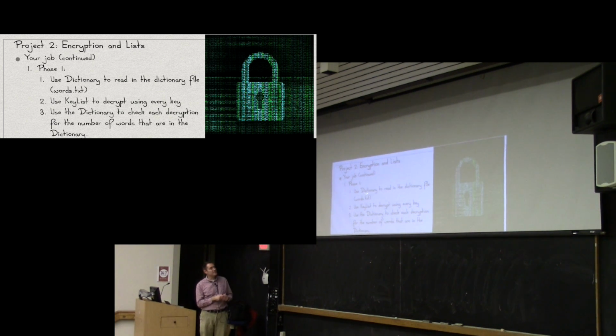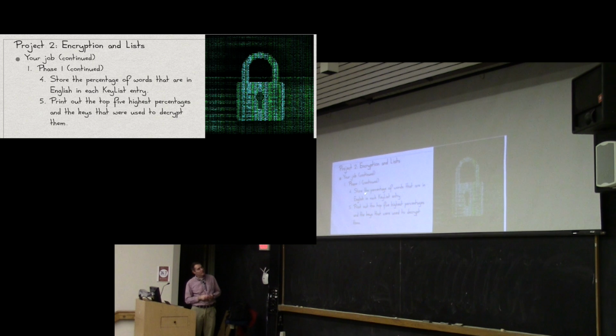Phase 1, you're going to use this dictionary to read in the words. Then you're going to use the key list to decrypt every key. Then you're going to use the dictionary to check each decryption for the number of words that are in the dictionary. You're going to store that information, and then you're going to go back later and say which ones are the top 5. You're going to store the percentage of the words in English, well, from the dictionary, and then you're going to print out the top 5 highest percentage. Okay?